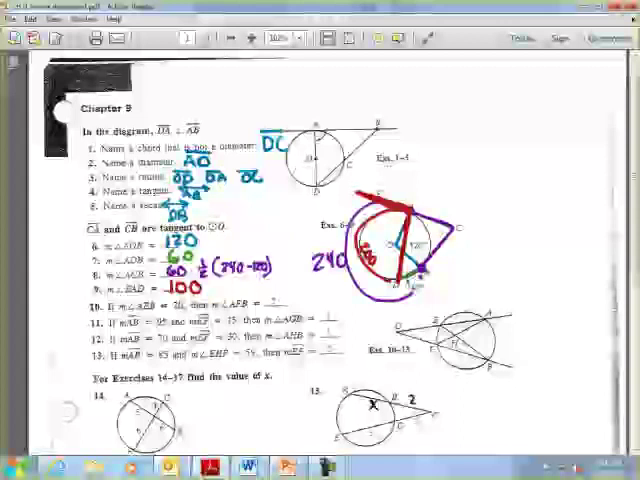Okay, for the next group of questions, we move down to the next picture. We're given angle AEB is 20. And we're asked for AFB. They would be the same. Why are they the same? What kind of angles are they? Inscribed. And what's our rule about an inscribed angle?